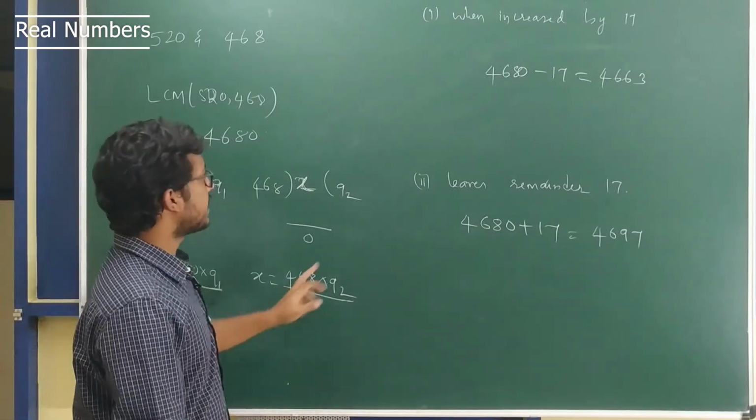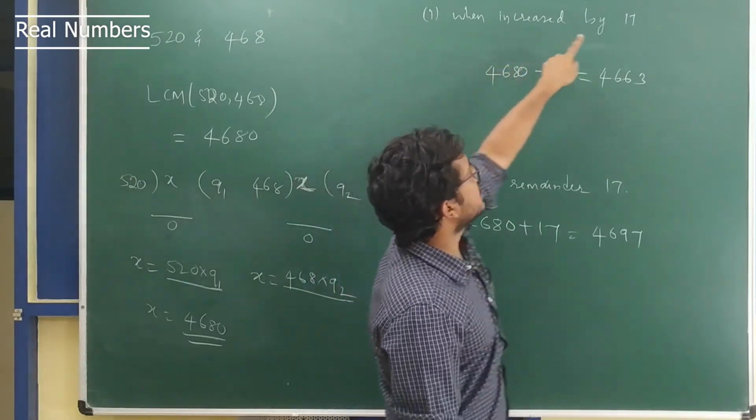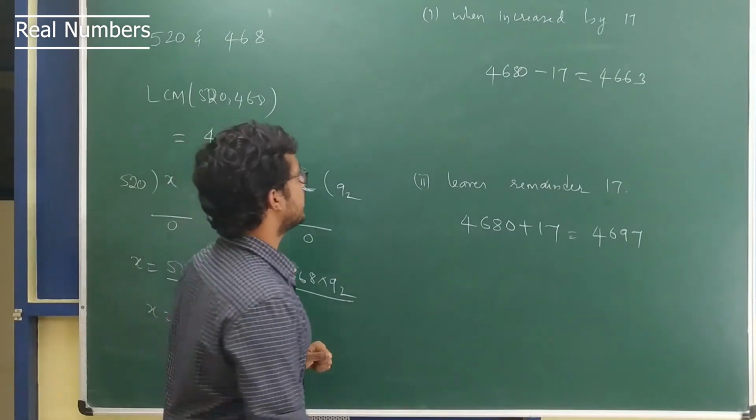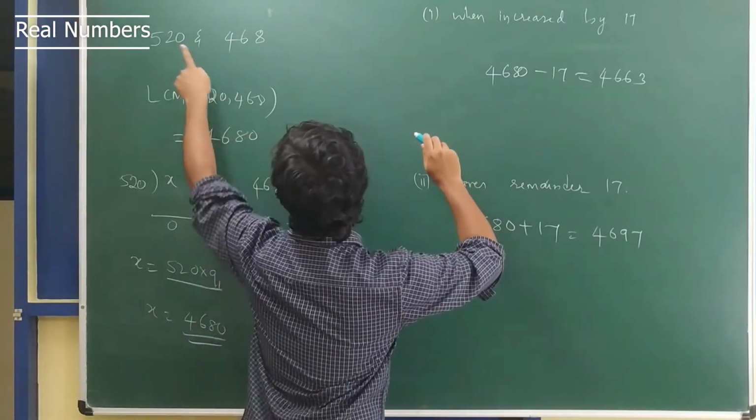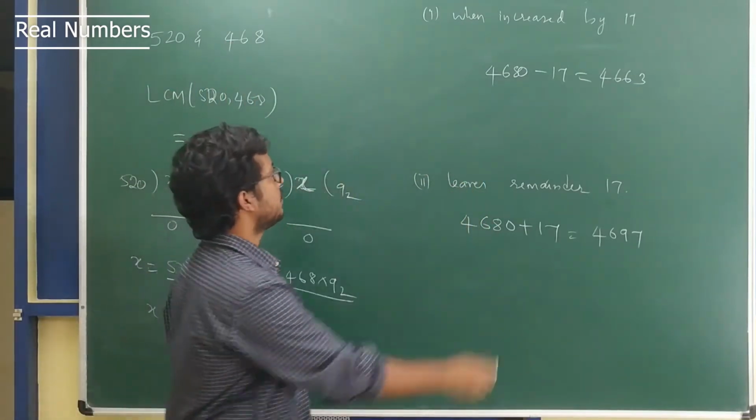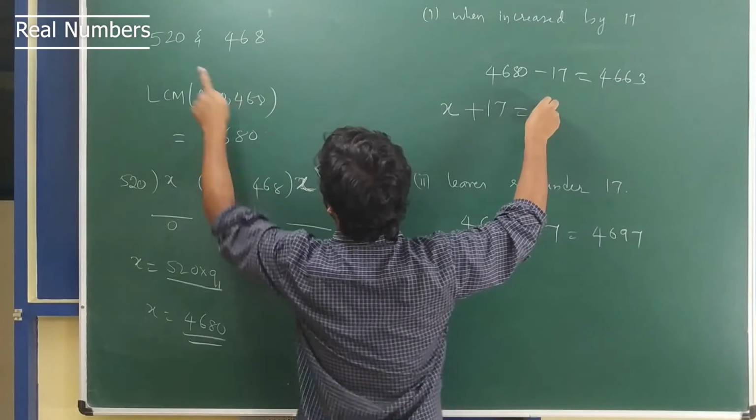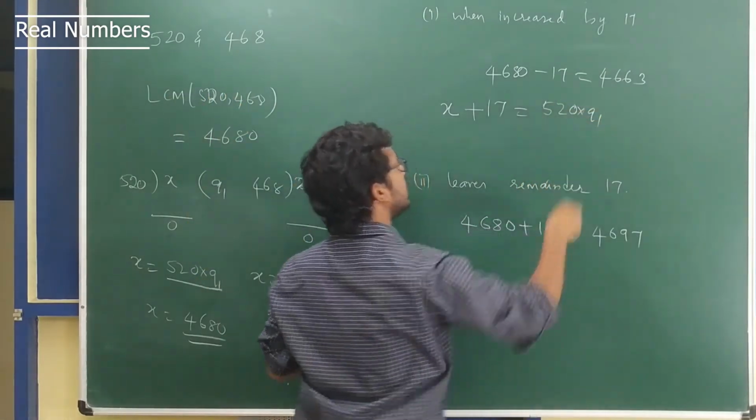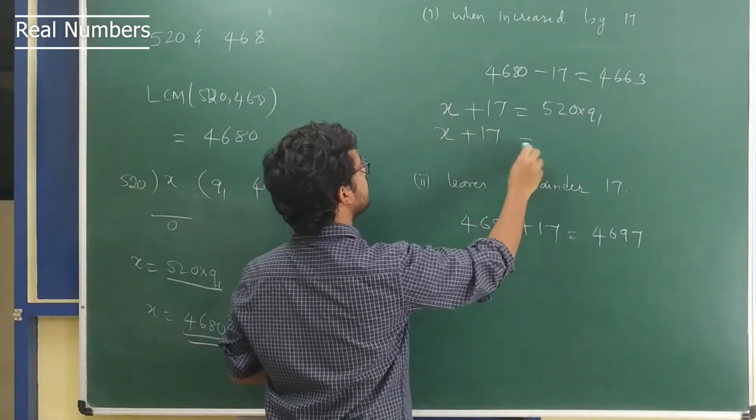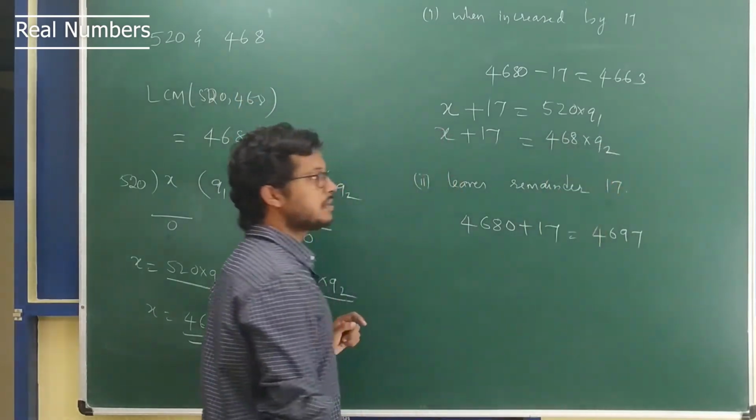Okay, let's apply the same thing here. Find the number which, when increased by 17, is divisible by both 520 and 468. Let's write that equation. I have a number x which, when I increase it by 17, will be divisible by 520, so it equals 520 into q1. Similarly, the same number x, when I increase it by 17, will again be 468 into q2.